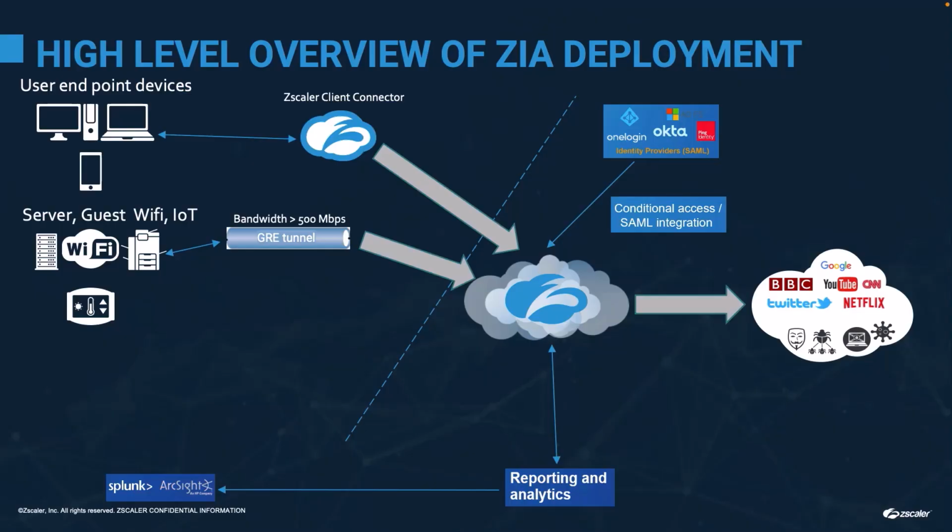The GRE tunnel can be used to send any additional traffic that is not forwarded by the Zscaler Client Connector. This would catch the IoT and server traffic as well as any guest Wi-Fi needs. Remember to route all Client Connector traffic outside of the tunnels.